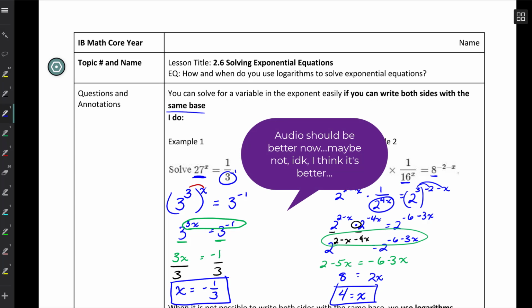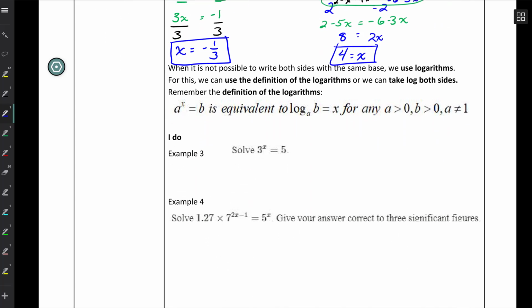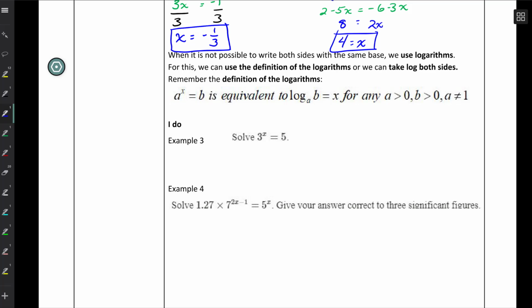All right, let's go ahead and take a look at some other different ideas here. Now, sometimes it's not possible to have the same base on both sides. And when it's not possible to write both sides with the same exact base, we use logarithms. Again, this is where we utilize that inverse idea. Now, for this, we can do two things. We can either use the definition of logarithms, which is this: a to the x equals b is equivalent to log base a of b equals x.